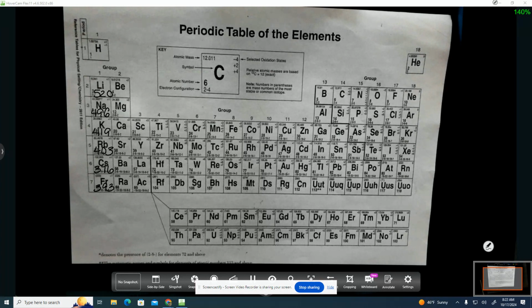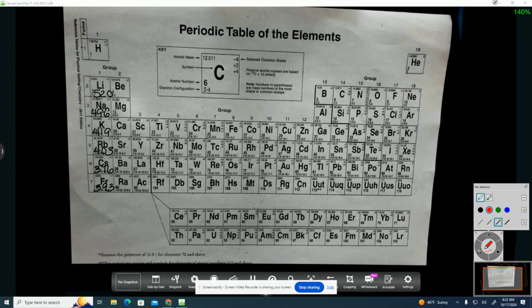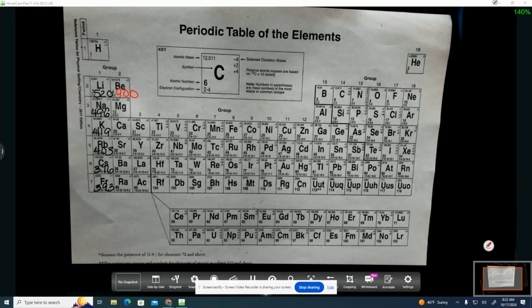All right, let's go across the period. Lithium we know is 520. What about beryllium? These are nice and easy because they're all in a straight line. So give me some numbers. Beryllium is 900. Okay. Boron? 801. Carbon? 1086. Nitrogen? 1402. Oxygen? 1314. Fluorine? 1681. Neon?